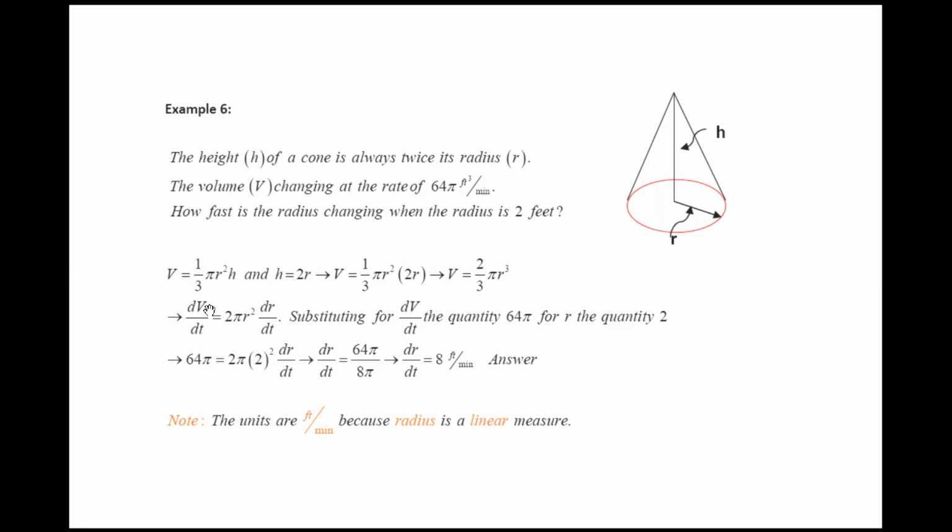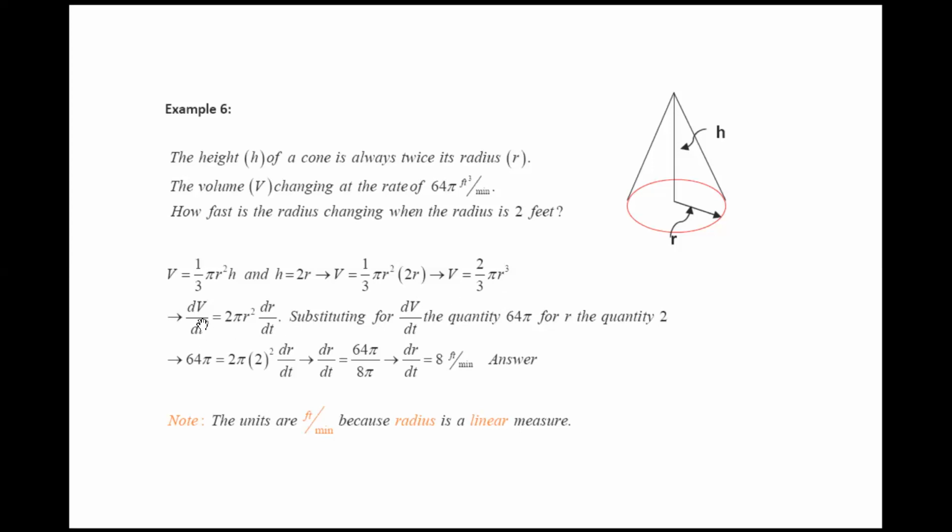Now, before we go any further, we're in single variable calculus, calculus 1. We've got too many variables here. We've got v, we've got r, we've got h. However, we are told in the beginning of the problem that the height, the h, is twice its radius. So what we're going to do is substitute 2r in for h. Now we'll just simply multiply this out and we get 2/3 pi r cubed.